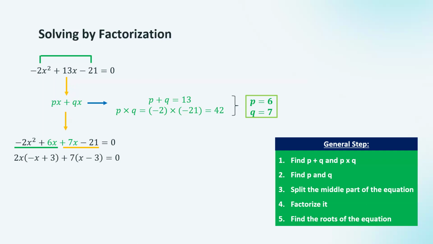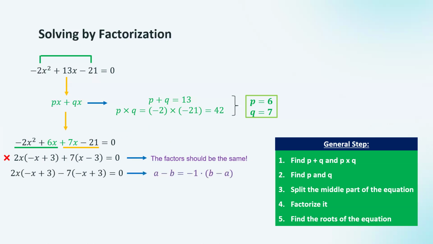But here's the thing though, as you can see, those two terms don't actually have the same common factor. For the left part, it's -x plus 3. For the right part, it's x minus 3. So we want to make it the same, right? How can we make it the same? We can make it the same by taking out the minus sign. As you can see on the right part, we can take out -1, and the term in the bracket changes into -x plus 3, because we need to remember that a minus b is equal to -1 times b minus a.